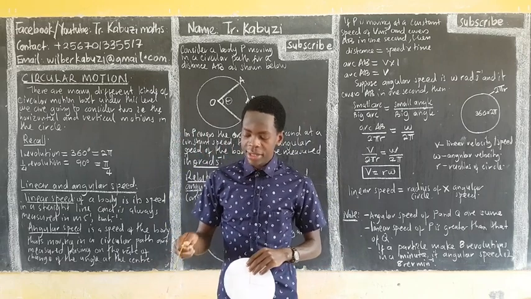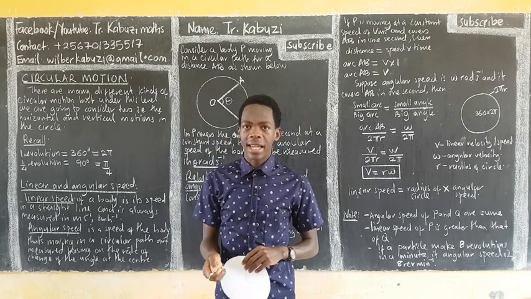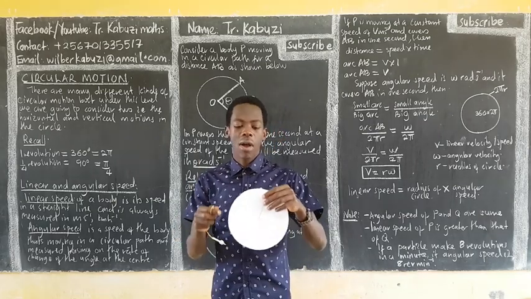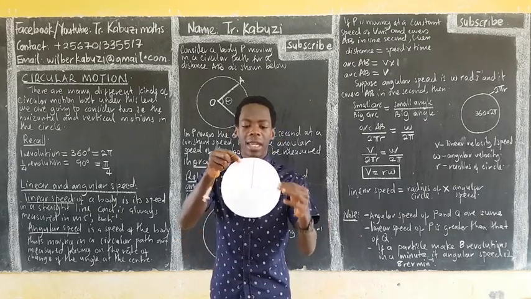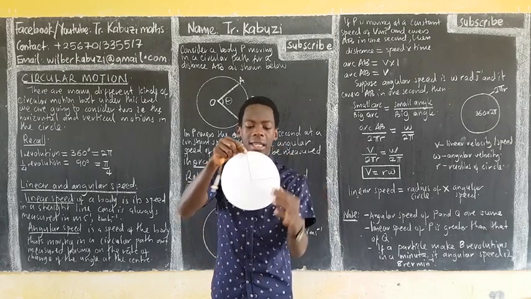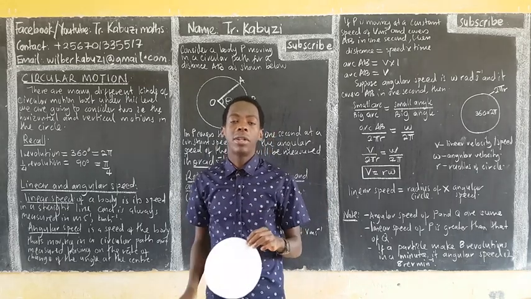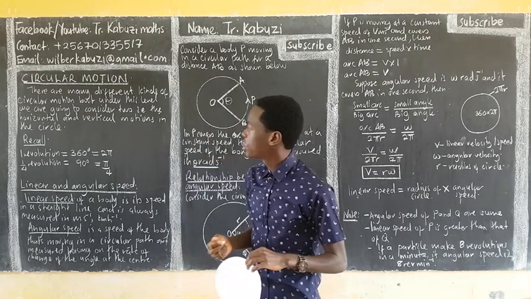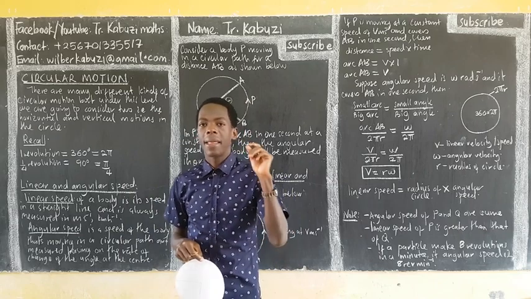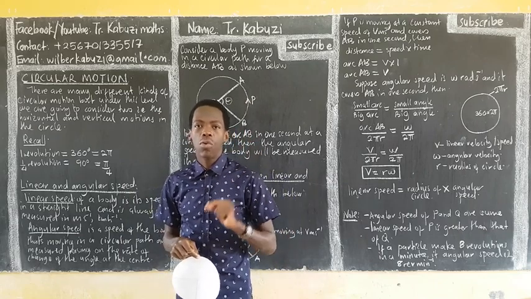Now, when this one covers a path like this and comes back to where it started, that's what we call one revolution. So you move from here and come back to here, that's what we call a complete revolution. And a complete revolution has 360 degrees. If you convert to radians, that's 2 pi.